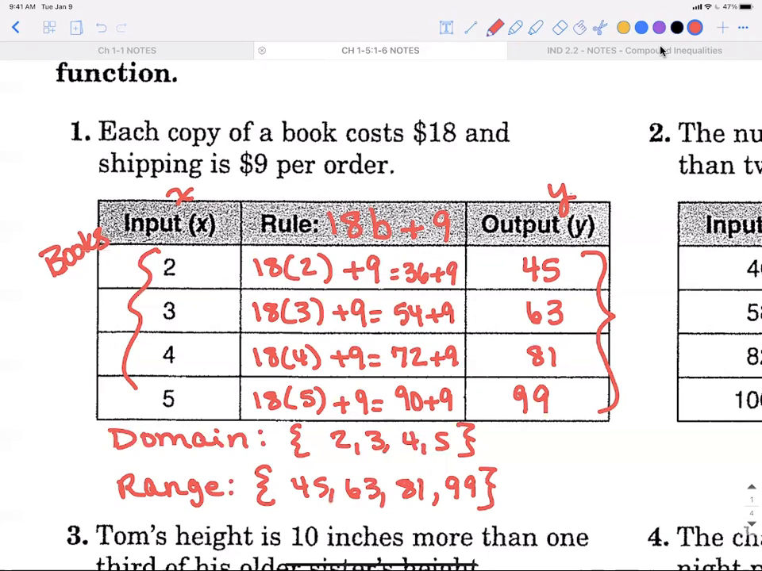And on your homework, it's going to be just like this. You're going to write a rule. You're going to work that rule with the different outputs or inputs they give you. Find your output, and then state your domain and your range, or your X's and your Y's. And in your notes, if it helps you, make sure that you know your X's and your Y's is your domain and your range.